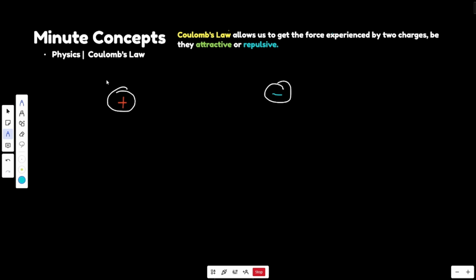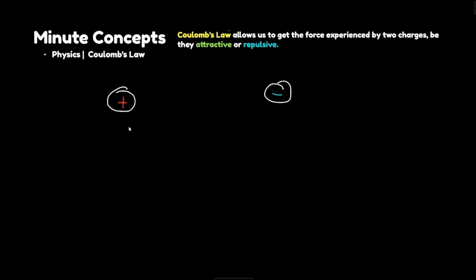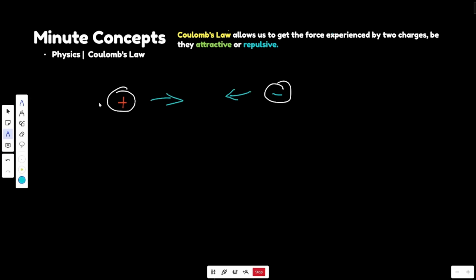Now, these two are static, and we can predict how they're going to move because of their signs or polarity. We know that unlike signs attract, so they're going to be going towards each other. And this is what we call attraction. On the other hand, if I decided to make this a positive charge as well, these guys would experience a repulsive force.